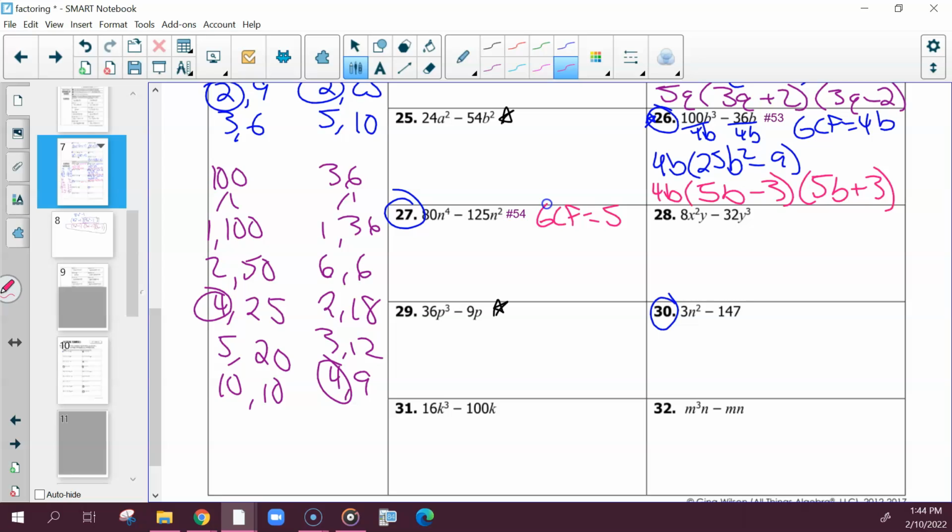So we know our number is 5, but we have to figure out how many n's these both have in common. Ask the question: how many n's do these two have in common? 2. So if we're dividing everything by 5n squared, what's left?